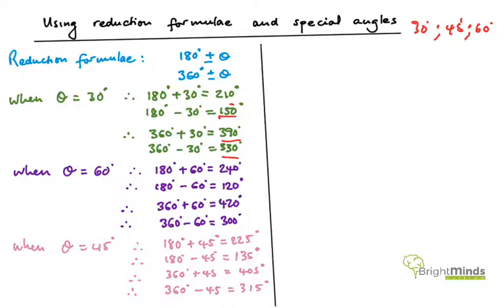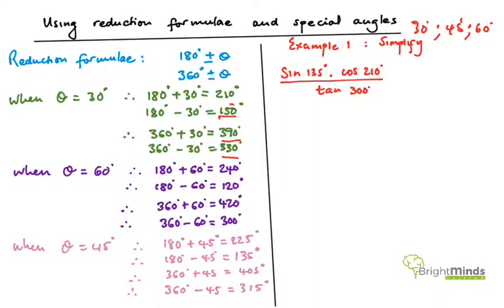So if you look at that example there, we're supposed to simplify sine 135 times cos 210 divided by tan of 300. Now immediately when I look at 135, it can be reduced using the reduction formula and written in terms of special angles. 135 is the same thing as 180 degrees minus 45. So I'm now using the special angle to reduce 135.